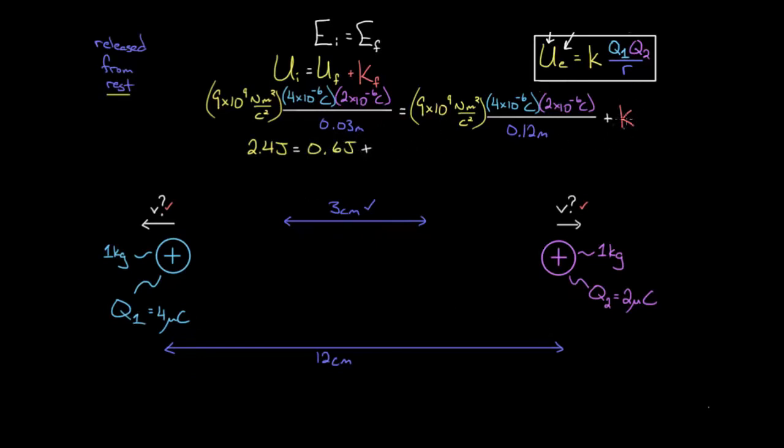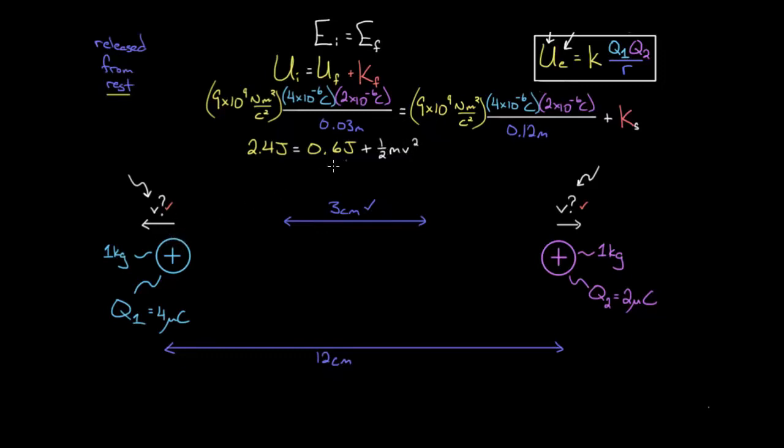So we can replace this kinetic energy of our system with the formula for kinetic energy, which is going to be 1/2 mv squared. But here's the problem. Both of these charges are moving. So if we want to do this correctly, we're going to have to take into account that both of these charges are going to have kinetic energy, not just one of them. If I only put 1/2 times 1 kilogram times v squared, I'd get the wrong answer, because I would have neglected the fact that the other charge also had kinetic energy.